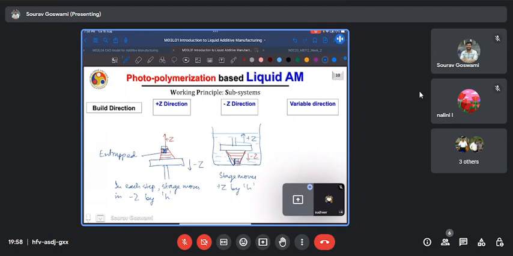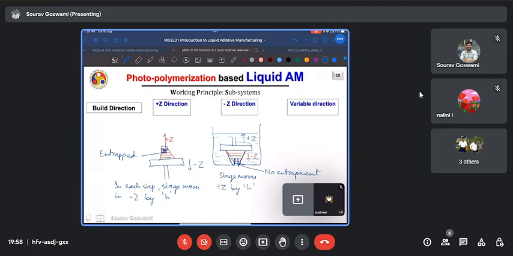However, in this case, where the build is actually progressing along the negative z direction, there is no entrapment. The liquid flows out of the hollow cavity by the force of gravity itself. So we do not have to perform any additional step, and it does not get entrapped. This is one of the many advantages of building along the negative z direction.